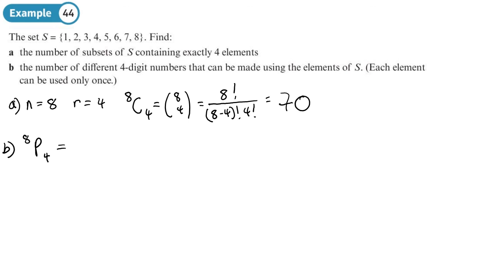So if we were working out manually, it would be 8 factorial over 4 factorial. But we'll use our calculator. So 8 shift times 4, and we get 1,680. So just highlight those answers there.